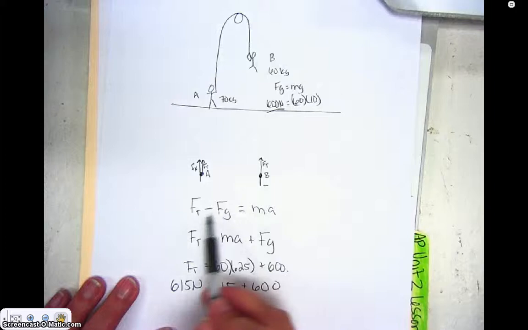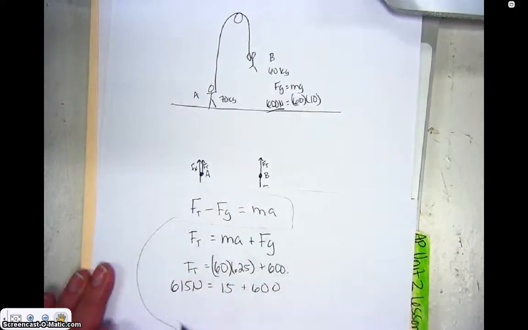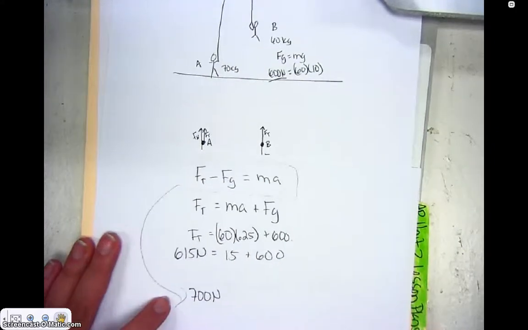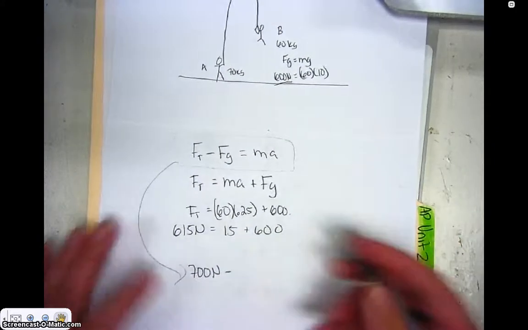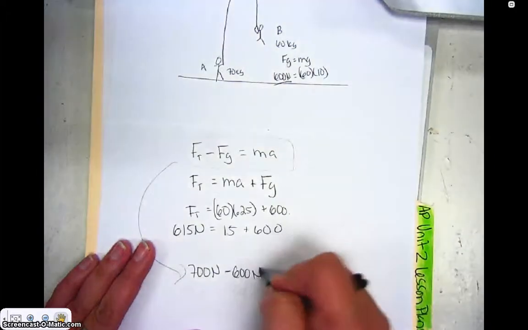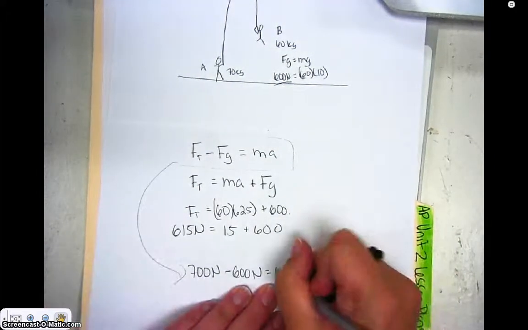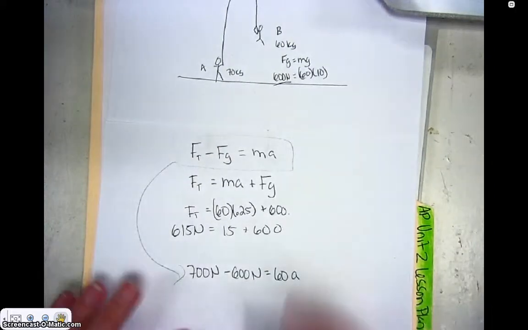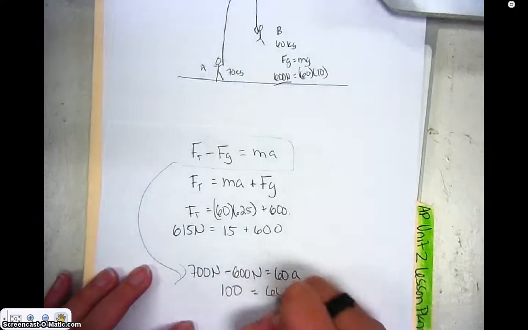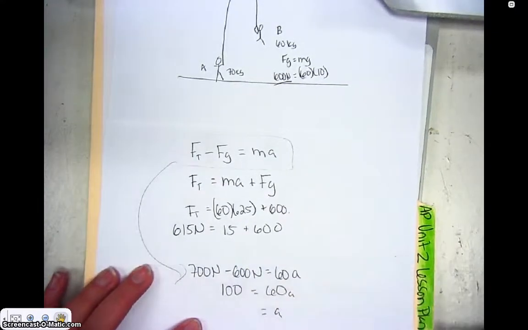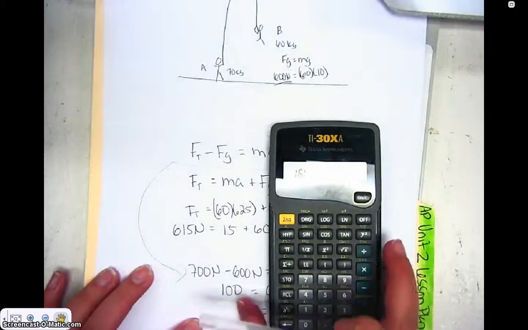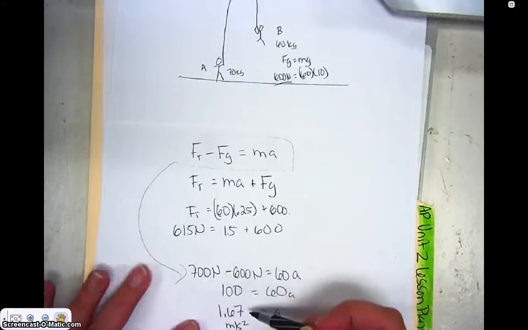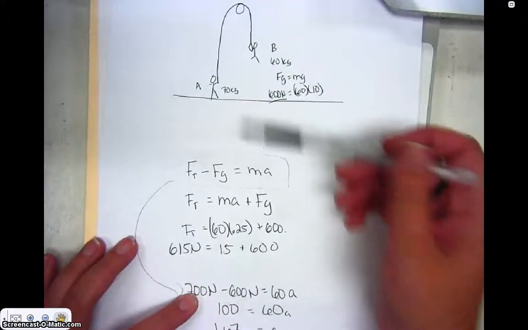Really what that means is, if we look at this equation, he would have to create 700 newtons of tension to get this 700 newton kid up off the ground, minus his 600 newtons of weight that's in the other direction, must be equivalent to his 60 kilograms of mass times the acceleration. So you get 100 is equal to 60A. So A is 100 divided by 60, 1.67 meters per second squared. That's how fast you have to be accelerating to create that much tension in order to pull the kid up off the ground.